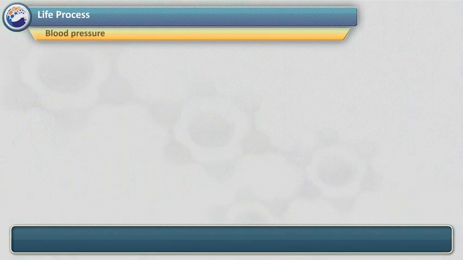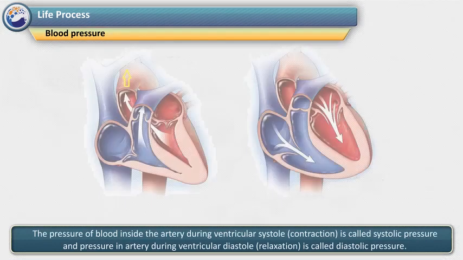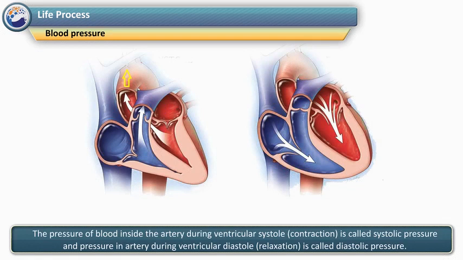Blood pressure. The force that blood exerts against the wall of a vessel is called blood pressure. The pressure of blood inside the artery during ventricular systole (contraction) is called systolic pressure, and pressure in the artery during ventricular diastole (relaxation) is called diastolic pressure.